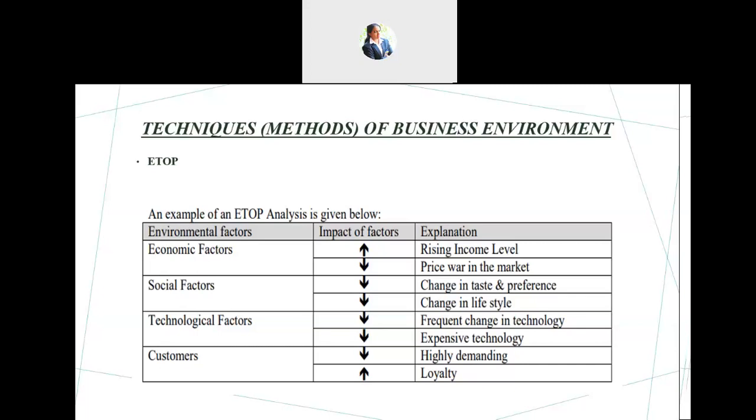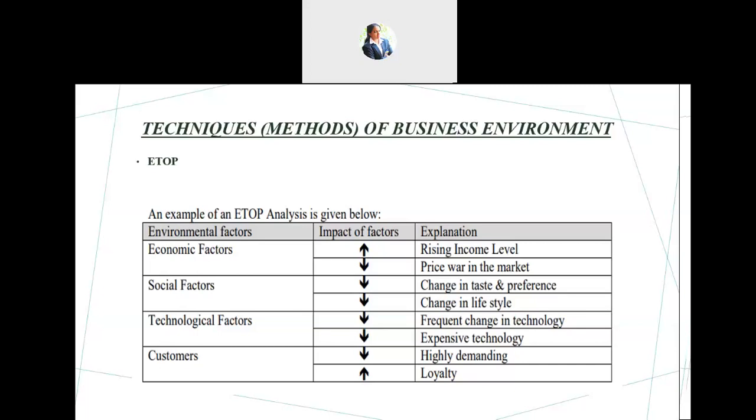The next one is technological factors. Under technological factors, also they have listed two, that is frequent change in technology and expensive technology.